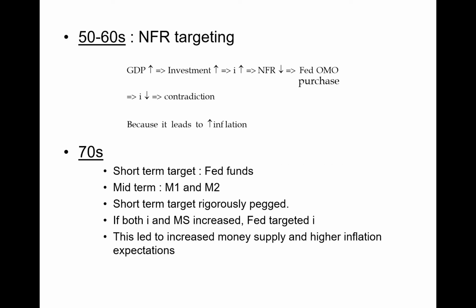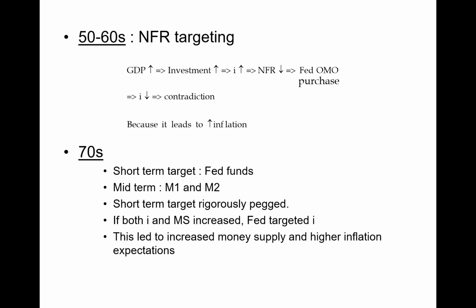In 1951 or 50 onwards, the Fed tried to control net free reserves, or NFR. Now when net free reserves are controlled, interest rates obviously will fluctuate. So if GDP goes up, investment goes up, and if more companies are trying to create plant and machinery, interest rates will go up. And if interest rates go up, then net free reserves will also fall, because net free reserves are essentially those amounts which have not been borrowed for loans. So if the investment has gone up, they must have taken a loan and therefore that led to a decrease in net free reserves.